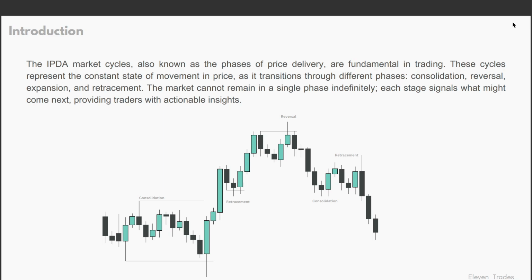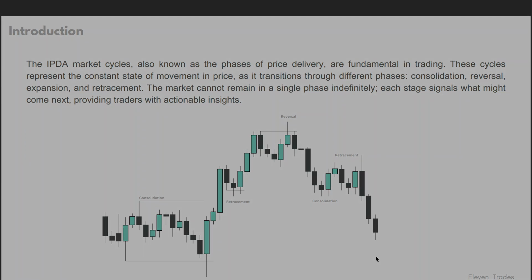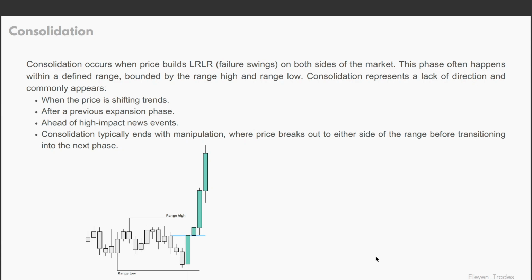These cycles actually represent the price movement. The price is always transitioning through one of these phases: consolidation, reversal, expansion, and retracement. Here you can see in this schematic, we have a consolidation followed by a reversal, an expansion followed by retracement, another expansion, then a consolidation followed by a reversal, then consolidation, then a retracement into fair value gap, and then expansion. So price will always go through these phases of price delivery, and we will cover each one of them in detail. The first one is the consolidations.